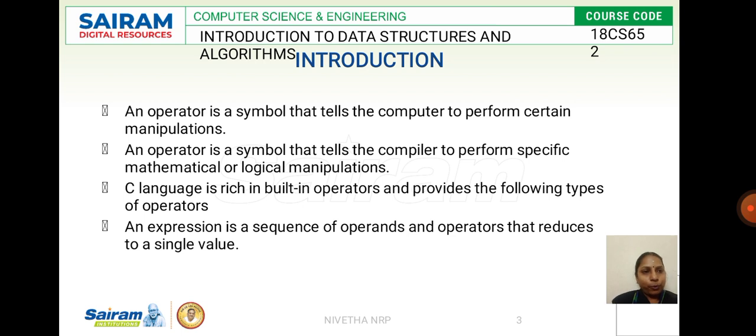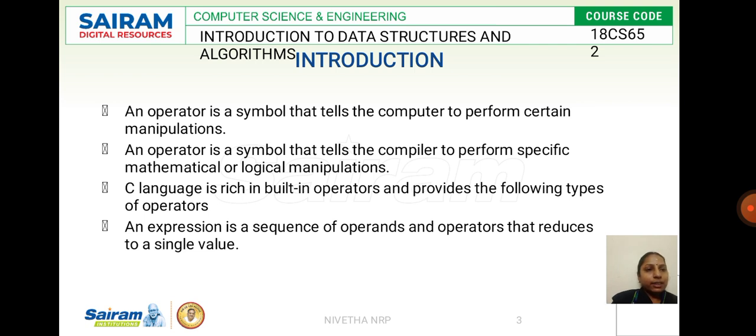In a programming language, we give a set of instructions to a computer so that it can execute those instructions and produce an output. That is why we go for a programming language, and to give a set of instructions we use operators. An operator is nothing but a symbol which tells the computer what task has to be performed, that is, what manipulation has to be done.